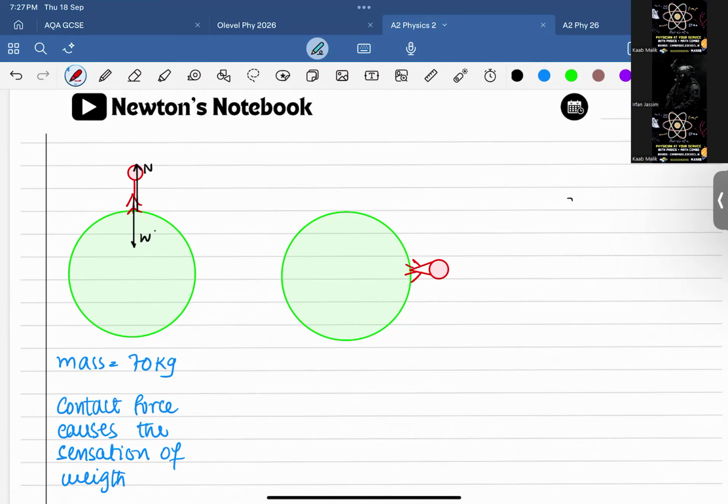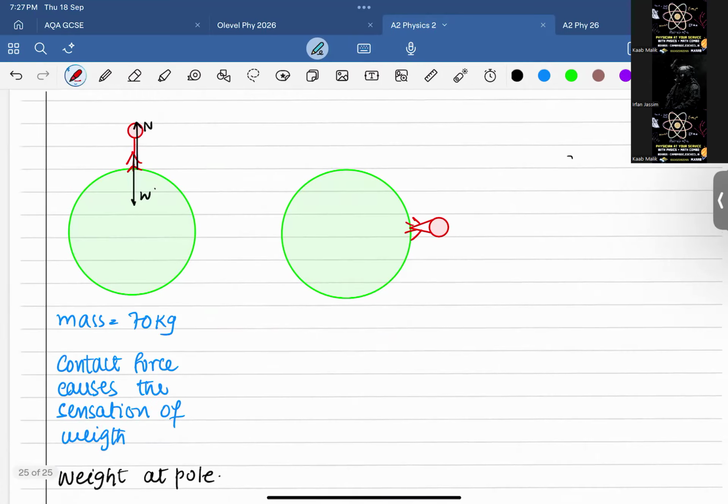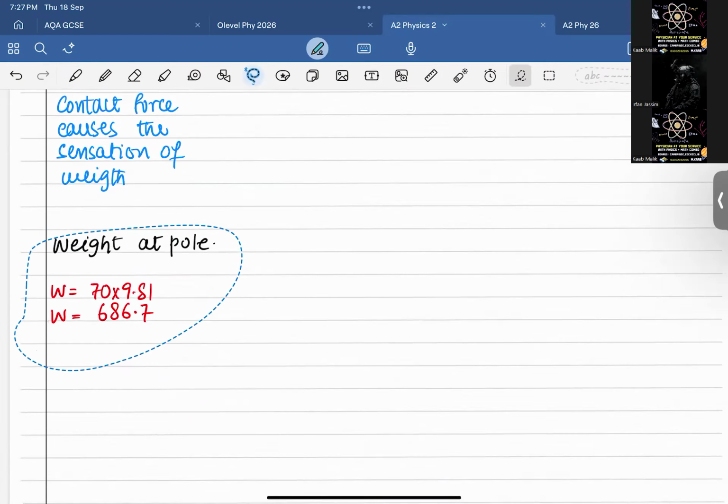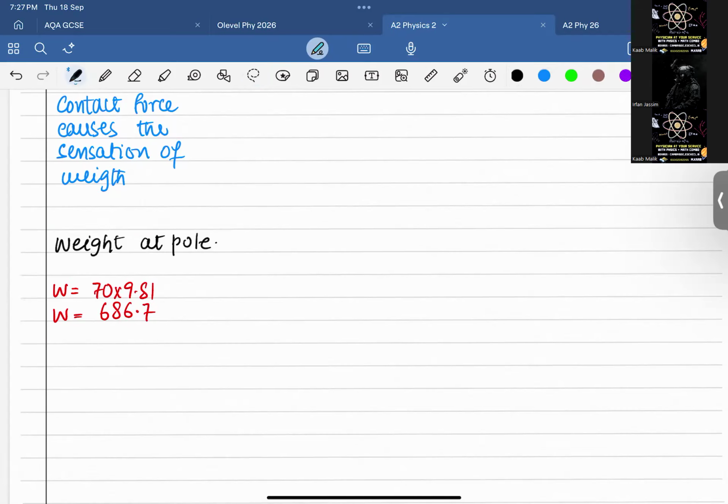Now if you are trying to find out his weight, the weight is acting in this direction, and the normal reaction force is acting in this direction. But due to the circular motion, there will be a resultant force. So in the earlier case, we can say that the weight is basically equal to the normal reaction force, and then we can find it out, right?